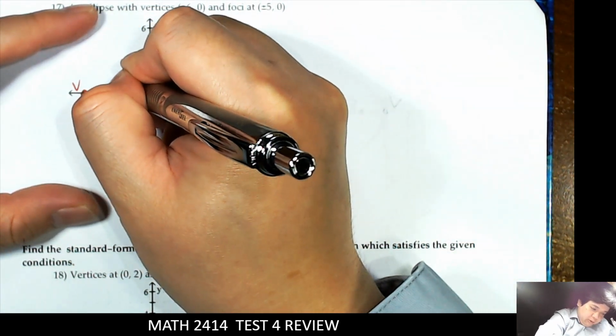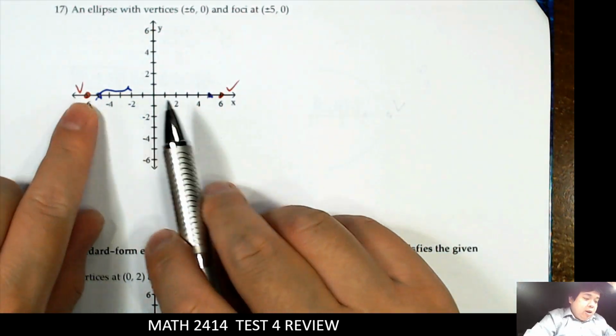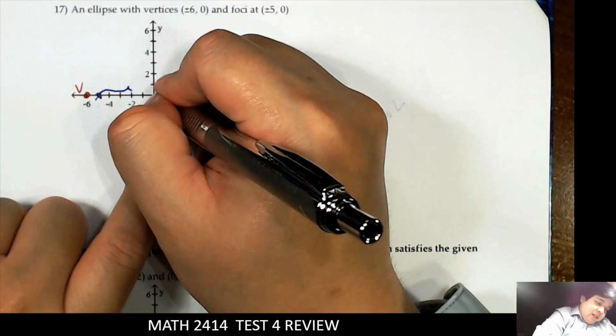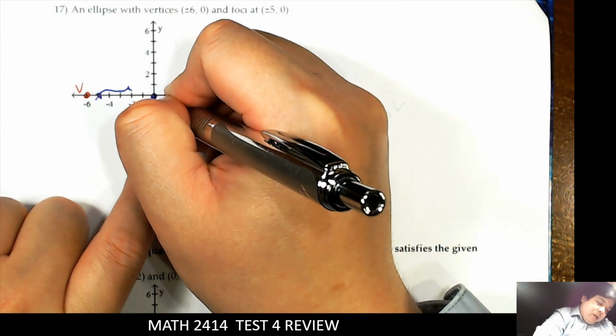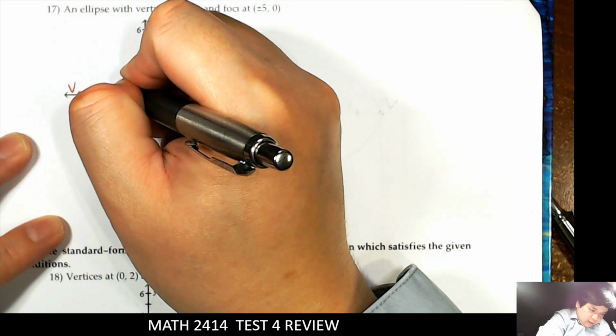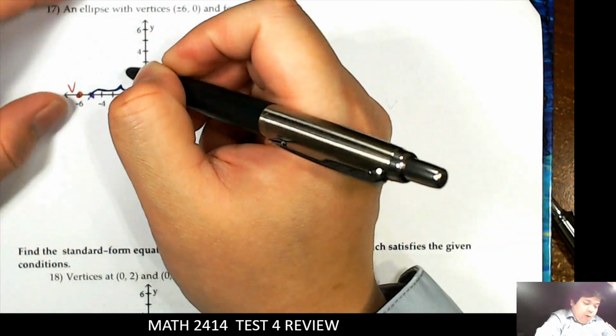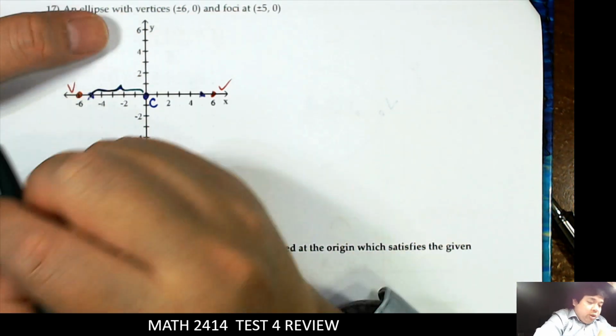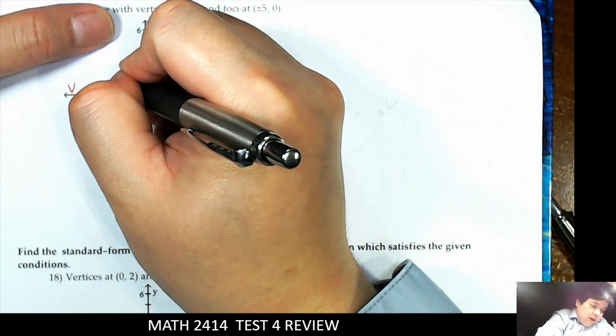So we see, first of all, because of symmetry again, the center has to be right in the middle. And then we have the distance from the focus to the center is 5.